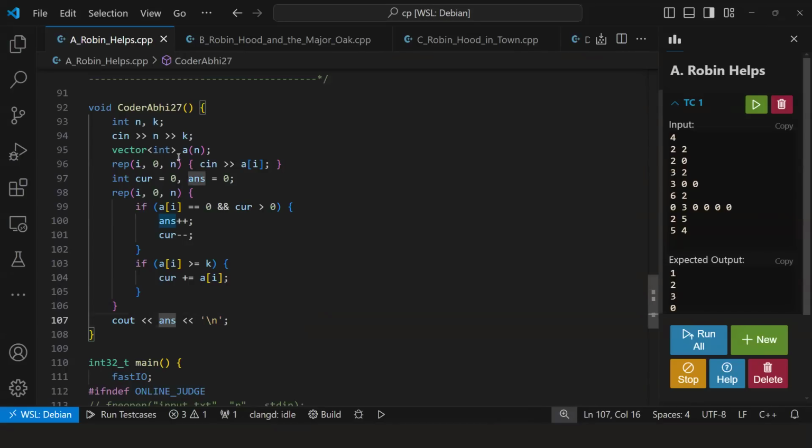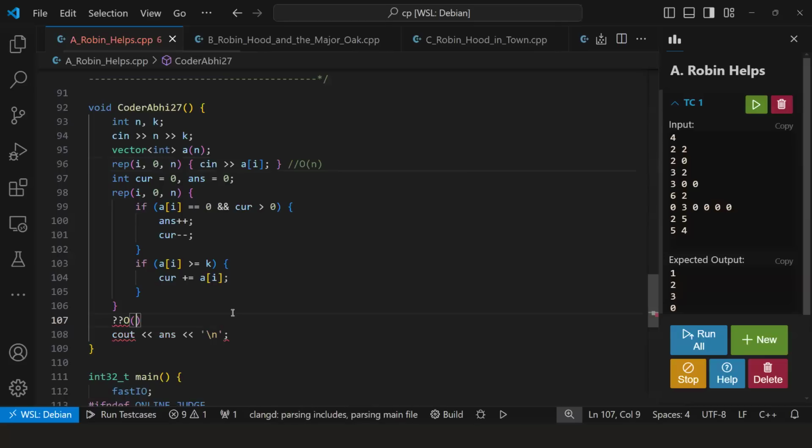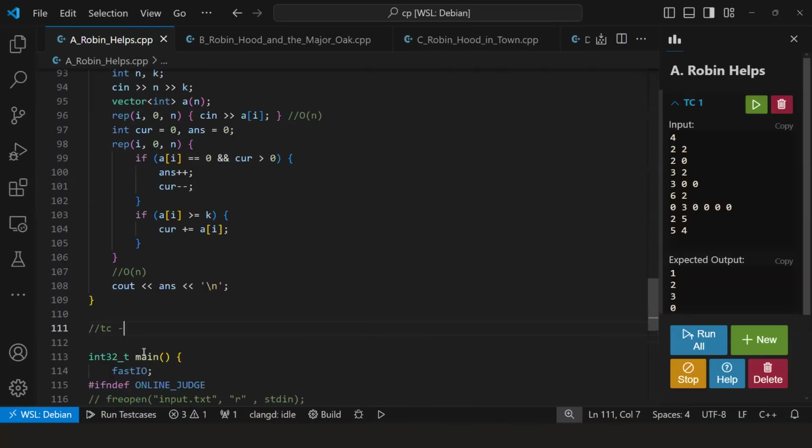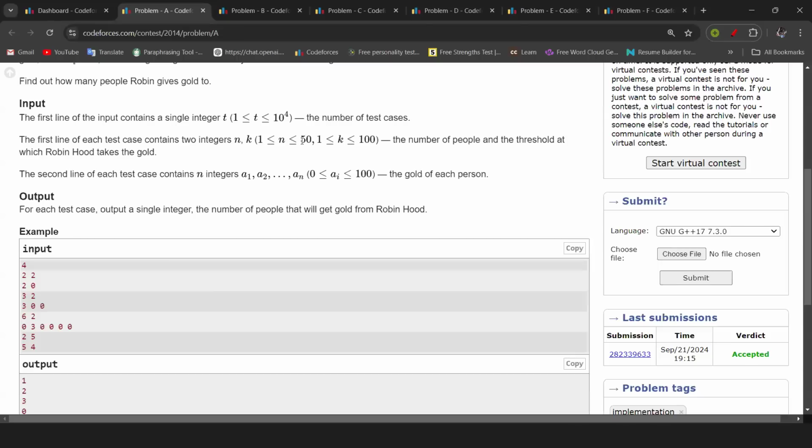Okay. What would be its time complexity? So this is the input. Taking the input takes O of n time for taking this array. And this loop runs n times, and inside it is just an if-else condition, which takes constant time. So overall O of n and O of n, our overall time complexity is O of n. And you can see the constraints of the problem: n is just 50, K is 100. So no problem at all.